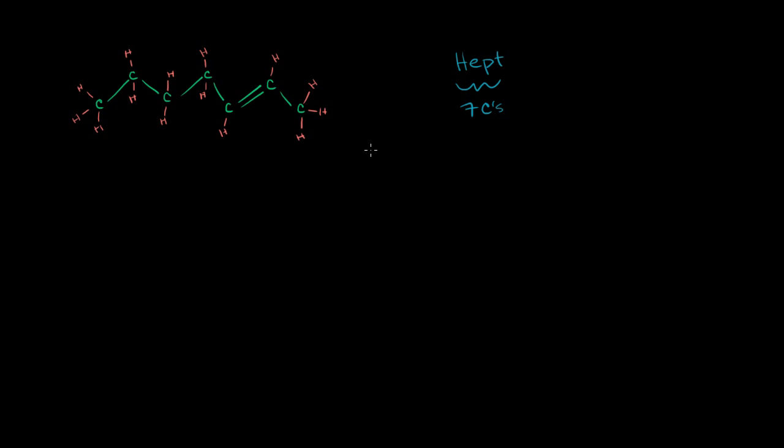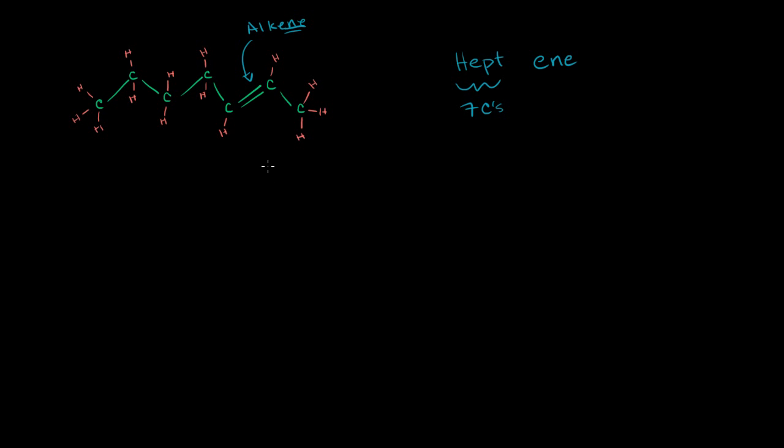But it's not going to be a heptane. Heptane would mean that we have all single bonds. Here we have a double bond, so this is going to be an alkene. This tells us right here that we're dealing with an alkene, not an alkane. If you have a double bond, it's an alkene. Triple bond, alkyne. We'll talk about that in future videos. So this is hept, and we'll put an ene here, but we haven't specified where the double bond is, and we haven't numbered our carbons.